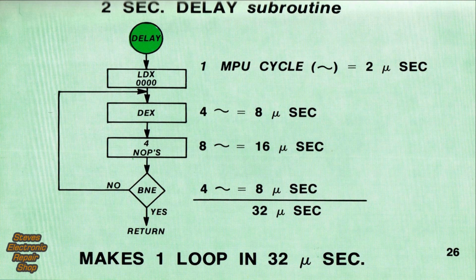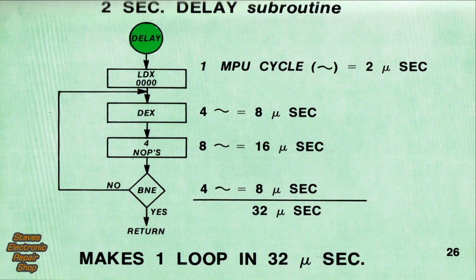The 2-second delay is a classic example of how easily hardware can be replaced with software. Remember, the microprocessor requires a fixed amount of time to complete one cycle. In our microprocessor, 1 MPU cycle is equal to 2 microseconds. Also recall that certain processes take longer than others. For example, the DEX, or Decrement Index Register instruction, requires 4 MPU cycles, or 8 microseconds.